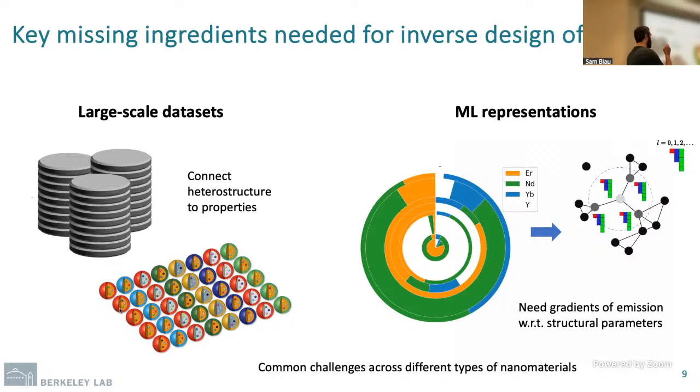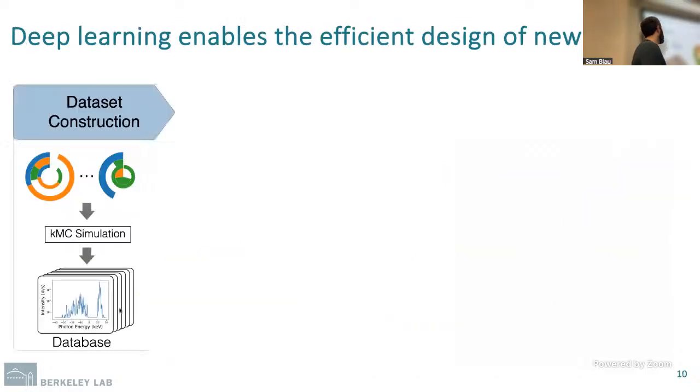And really, we're focused in this part of the talk on these heterostructured upconverting nanoparticles, but I would say that these are fairly general common challenges across different types of nanomaterials: the lack of data, the lack of representation, and the need for inverse design.